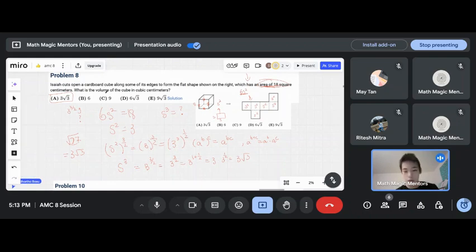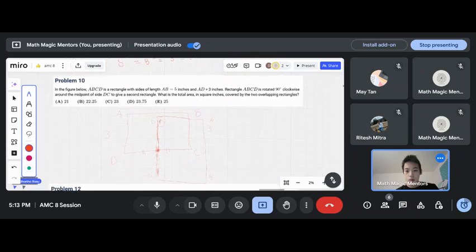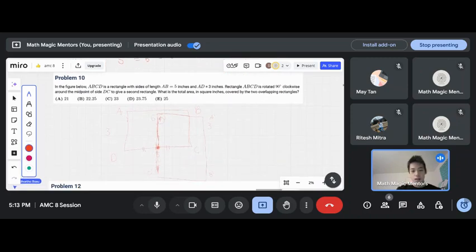Let's just move on to the next problem. Problem 10, I'm going to redo it and probably just redraw the diagram because I don't think you guys can see that. So let's just do that real quick.